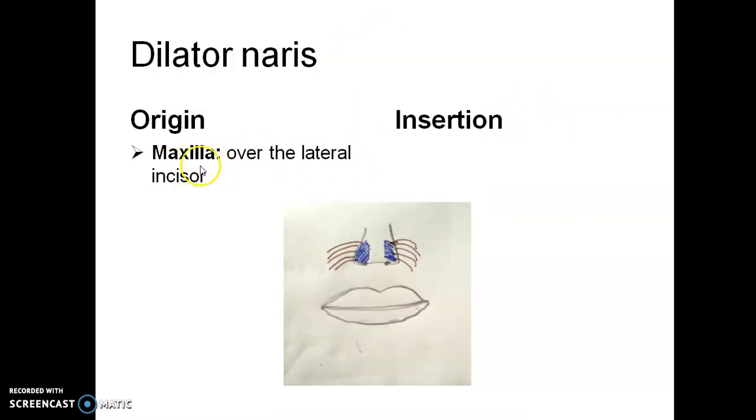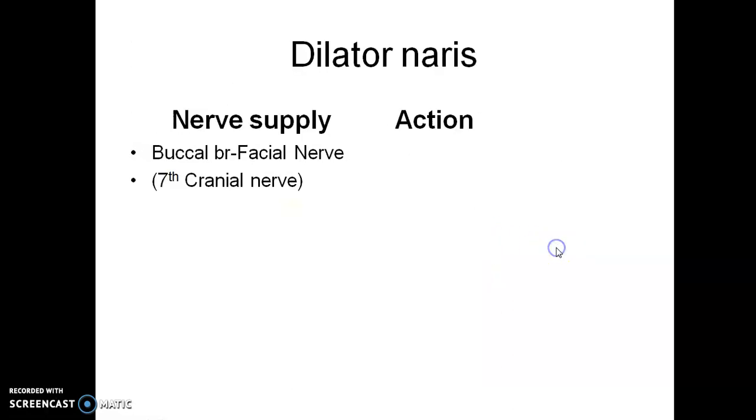So origin, it is from the maxilla. That part of the maxilla over the lateral incisor teeth. The exact location is being mentioned here over the lateral incisor. Insertion is obviously to the nose. What is this cartilage I just now told? It's the alar cartilage of the nose.